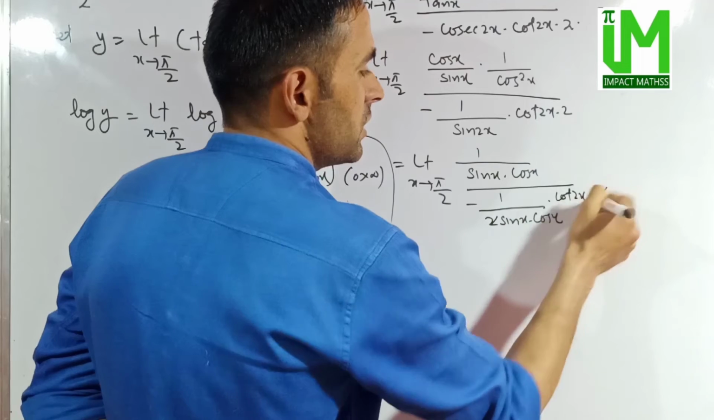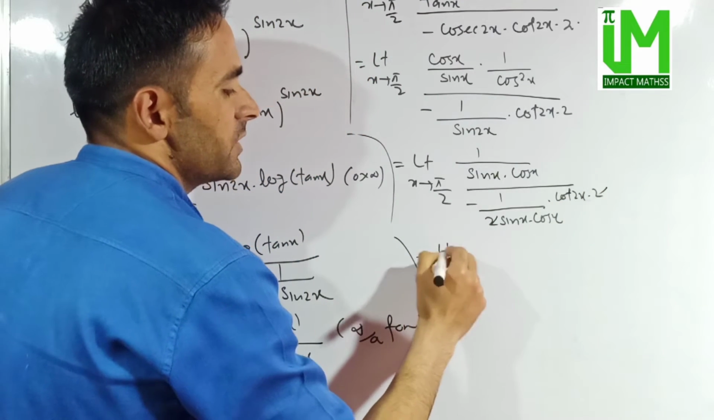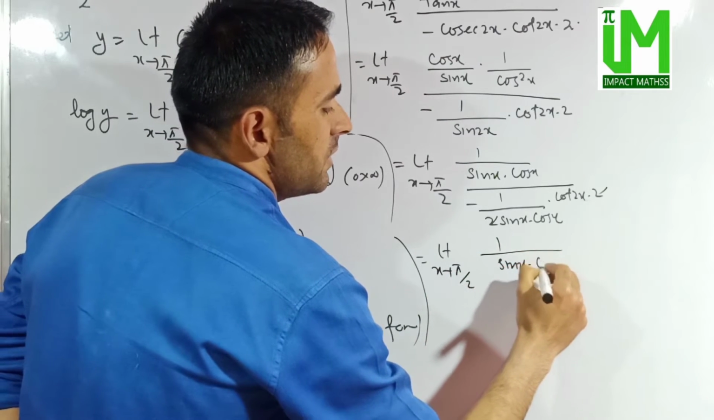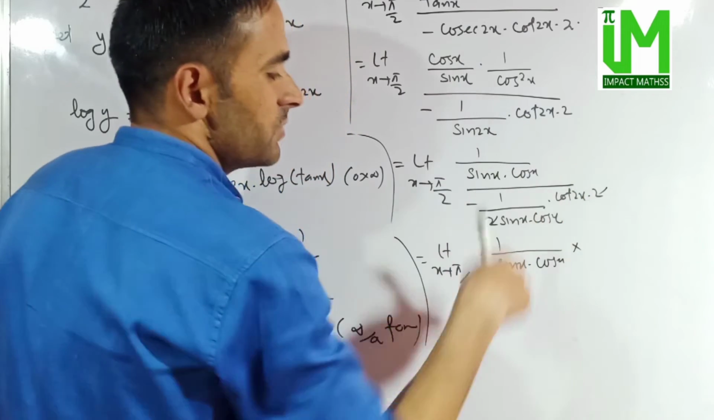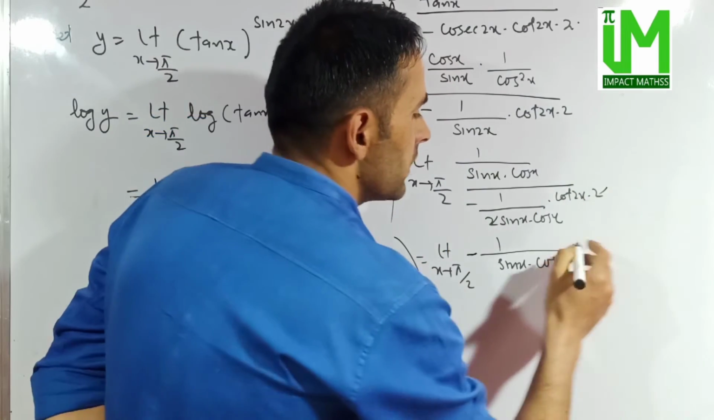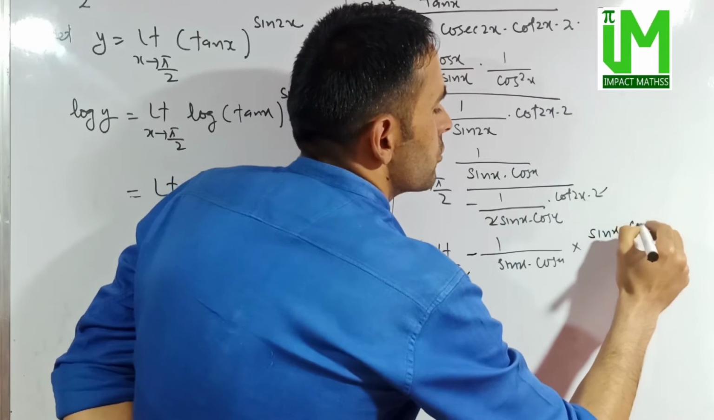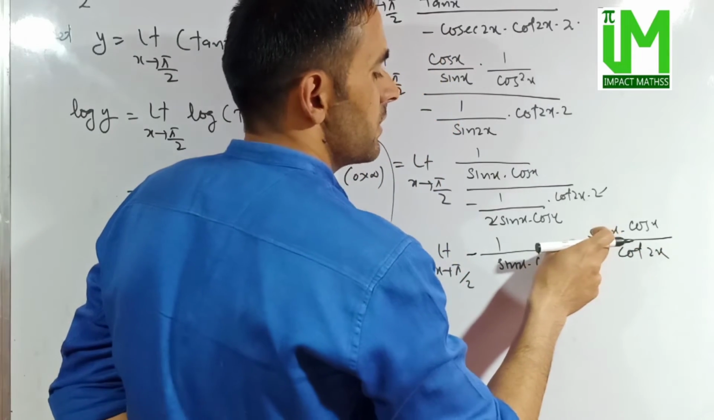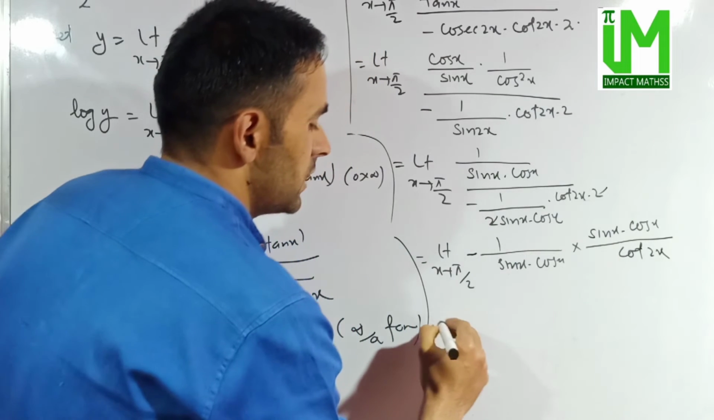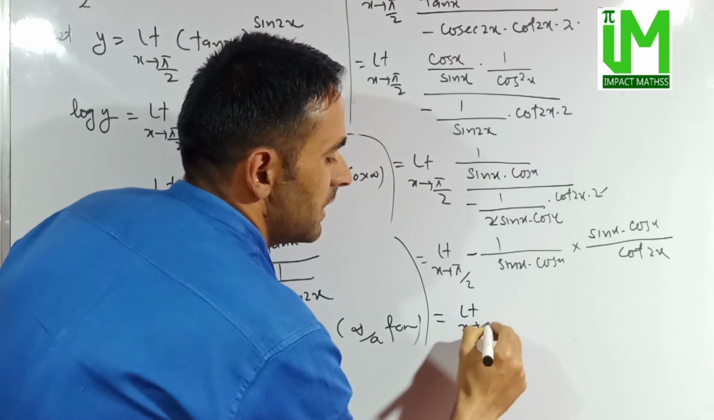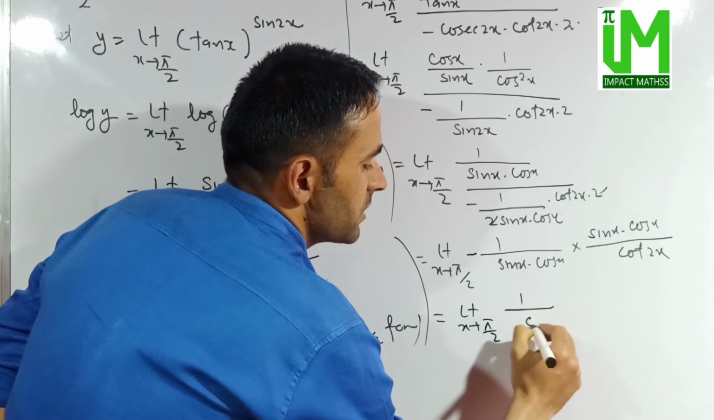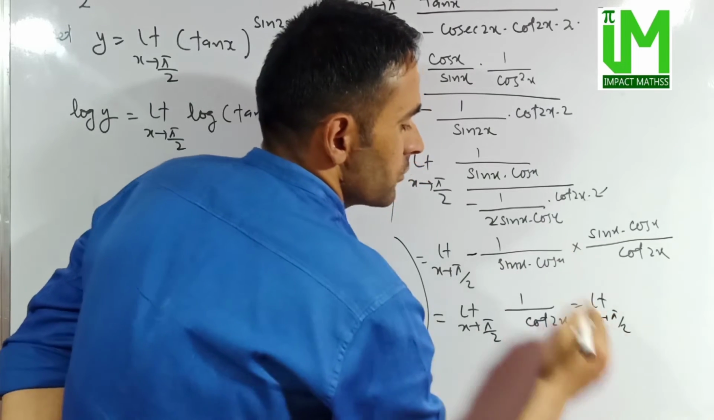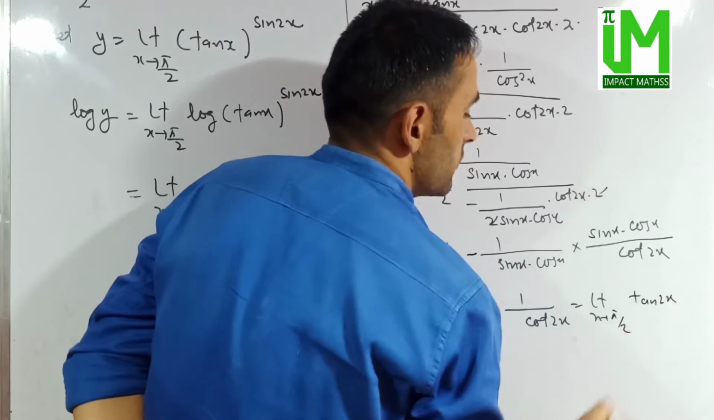अब 2 से ये 2 cancel होगा, and next we'll be writing limit x tends to pi by 2, 1 divided by sin x into cos of x, और इस चीज़ का reciprocal with minus, that will be sin x into cos of x divided by cot of 2x, and next sin से sin cancel होगा और cos से cos, so that means we will be left with limit x tends to pi by 2, 1 divided by cot of 2x, which is limit x tends to pi by 2, and cot of 2x अगर ऊपर ले आएंगे as reciprocal, so this will be tan of 2x.